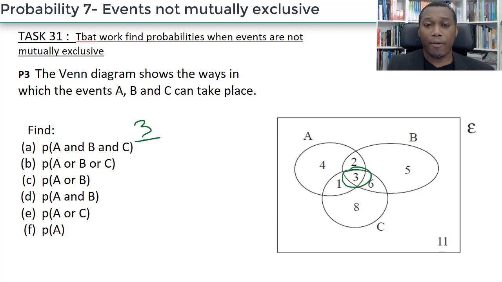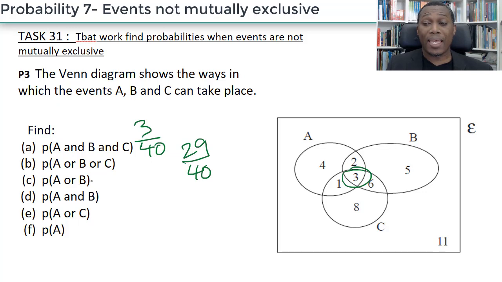So 3 on 40, and we now know that 40 is my denominator for all of the other parts of the question, before you simplify. So 3 on 40. A or B or C would mean any number in the circles, in any of the values in the circles, which means it's everything except the 11. If my total is 40 and I have to take out 11, what am I left with? I'm left with 29. So 29 on 40.